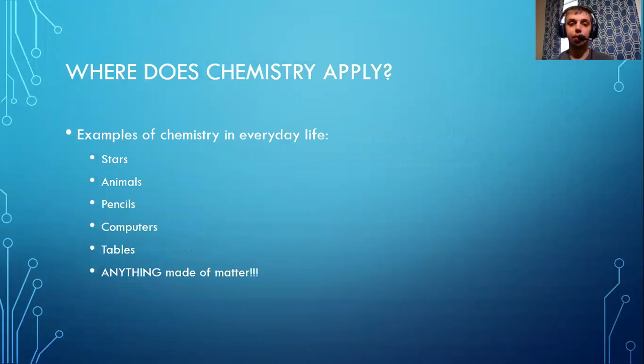So where does chemistry apply? Well, there are some examples of chemistry in your everyday life. Whenever you look up in the sky and see stars, you're seeing something that has to do with chemistry. Whenever you pet an animal, chemistry. The pencil or pen that you use to write is chemistry. Computers use chemistry. Tables also use chemistry. Anything made of matter uses chemistry, which is practically everything you will ever encounter. So, actually, not even practically, it is pretty much everything you will ever encounter.